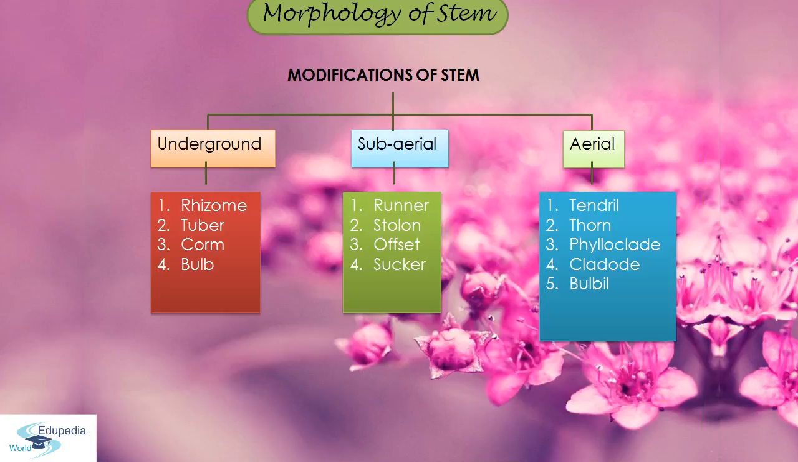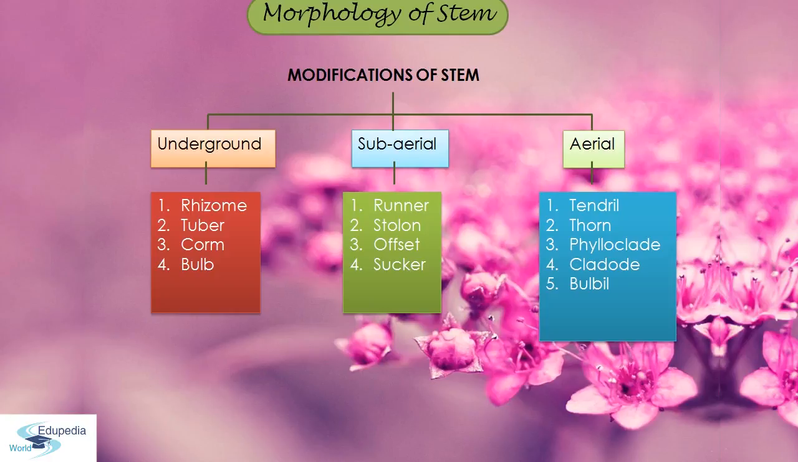Now comes the modification of stems. First is underground, second is subaerial, and third is aerial. In underground modification of a stem, we'll study 4 types. First is rhizome, second is tuber, third is corm, and fourth is bulb. Subaerial modifications are runner, stolon, offset, and sucker. Aerial parts are tendril, thorn, phylloclade, cladode, and bulbil.